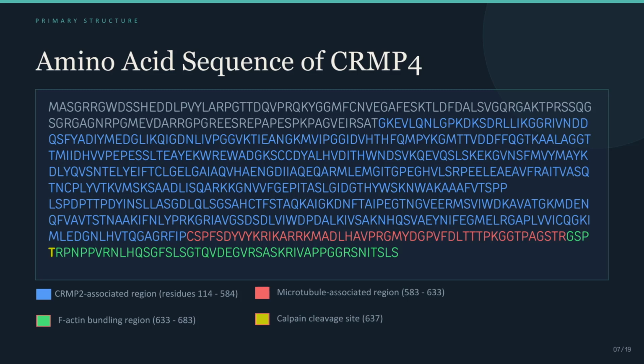Importantly, the calpain cleavage site is located at threonine 637, potentially at the beginning of the actin-associated tail. This positioning suggests that cleavage could directly disrupt normal cytoskeleton regulation while generating the truncated tCRMP4 fragment associated with degeneration.